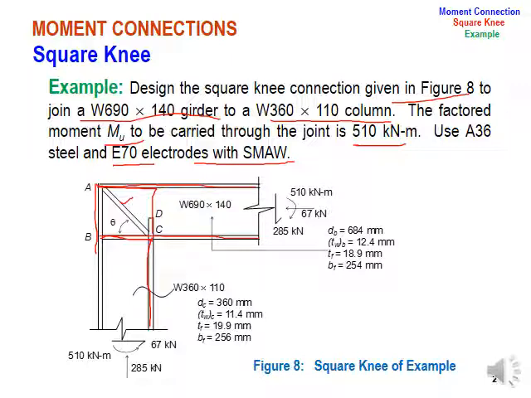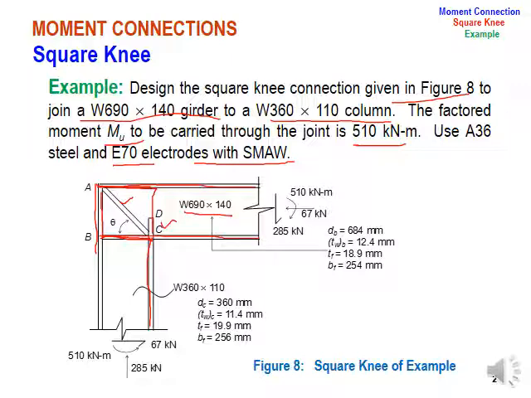At first we don't have this diagonal stiffener and this vertical stiffener CD with us. We have just this particular part: the bottom flange of the beam, the left flange of the column, and the top flange of the beam. We need to design the CD stiffener and this diagonal stiffener AC later on.